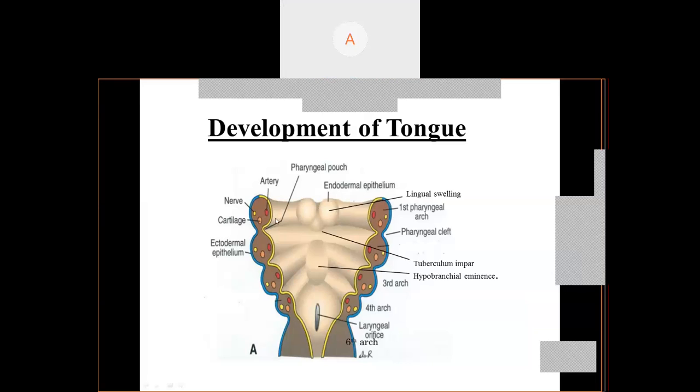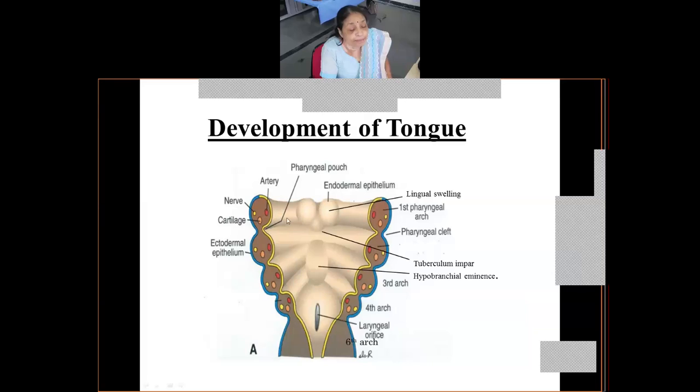The anterior two-thirds of the tongue is supplied by the mandibular nerve. One of the branches of the mandibular nerve is the lingual nerve, so that will supply here.